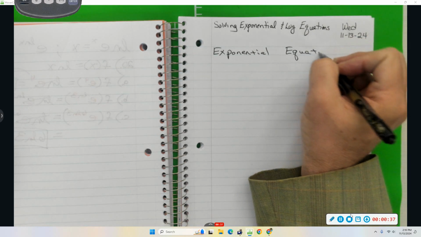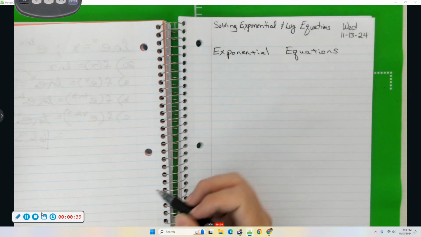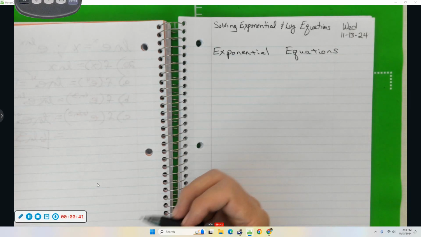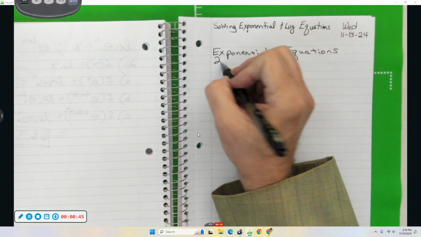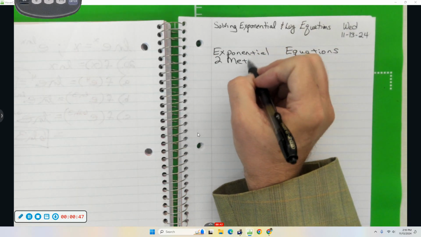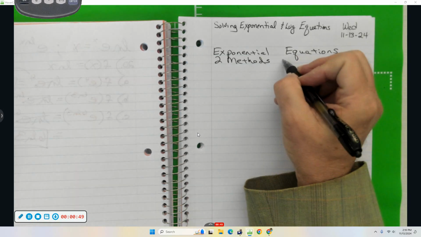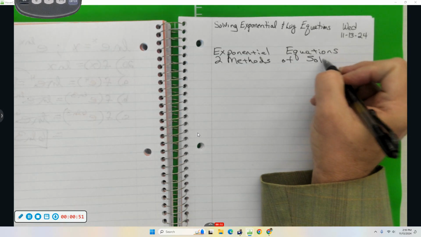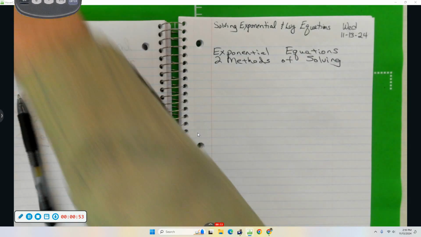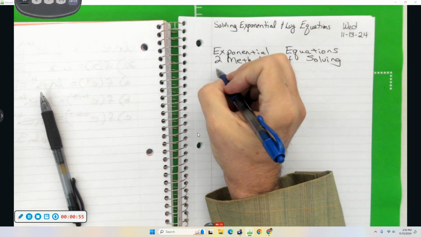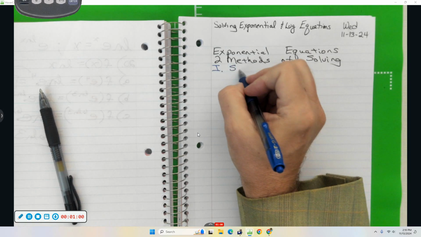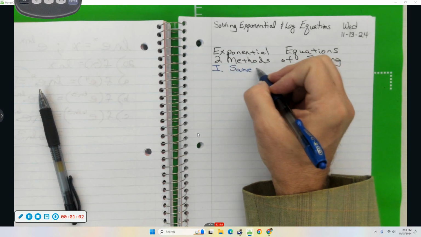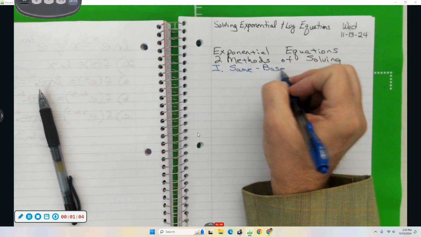We've already seen one method of solving. There are two generally accepted methods of solving exponential equations. The first method, I'll Roman numeral it. Roman numeral 1 is the same base method. We were looking at that one week ago today.